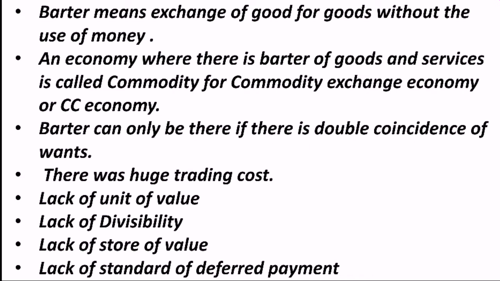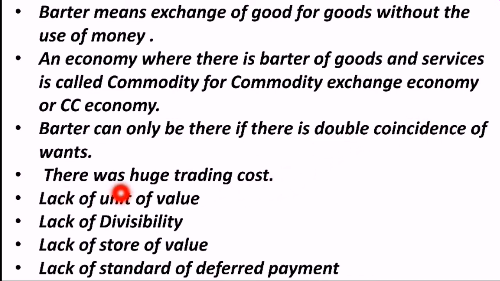Now it is very rare when owner of some goods or services could find someone else who wanted his goods or services and also possess the goods and services which that person requires. It is very hard to find such people. Okay, that's why that is the biggest problem with barter system, that there is double coincidence of wants.